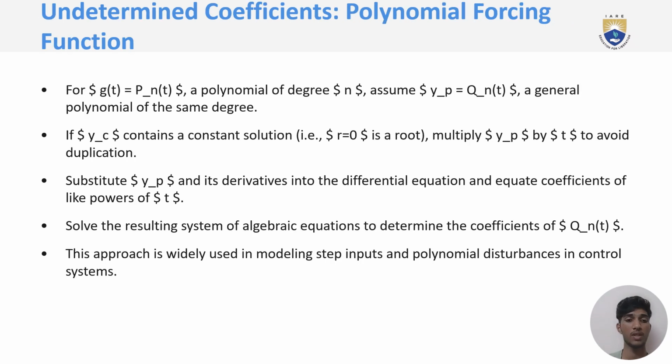Polynomial forcing function. When the forcing function is a polynomial, we assume the particular solution is also a polynomial of the same degree. For example, if the forcing function is a quadratic polynomial, we assume a quadratic trial solution. If the complementary solution already contains a similar term, we multiply the trial solution by t to avoid duplication. After substituting the assumed solution into the differential equation, we compare coefficients of like powers of t. This allows us to determine the unknown constants. This method is often used in control systems and signal modeling.